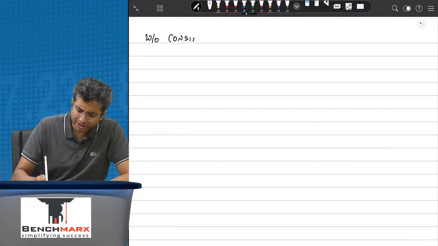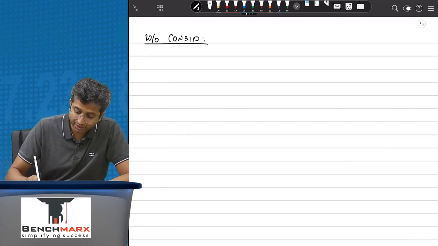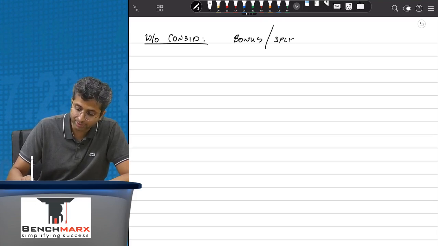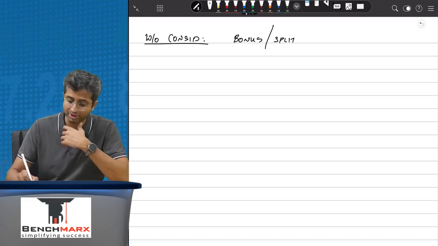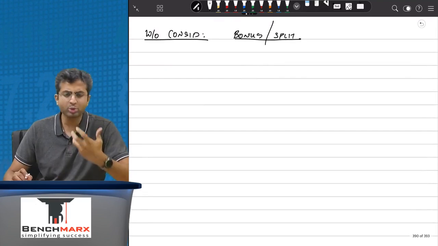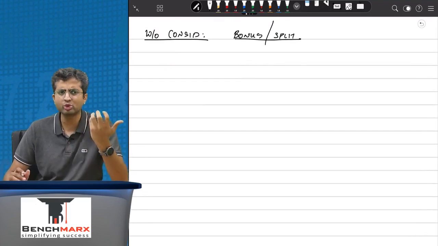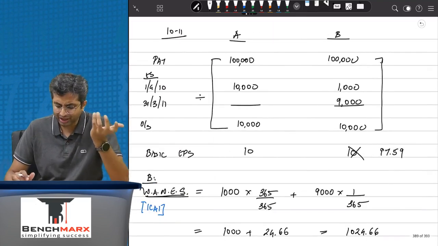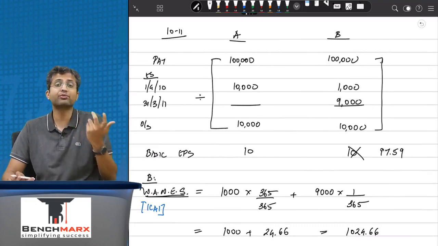Okay, then you go to shares issued without consideration. Sir, do you issue shares without consideration? Well, yes. Typically, the examples for this would be bonus shares or share split or a reverse share split, as the case may be. These are shares which are issued without consideration. So how do we calculate EPS, and why are they different from shares which are issued for consideration?